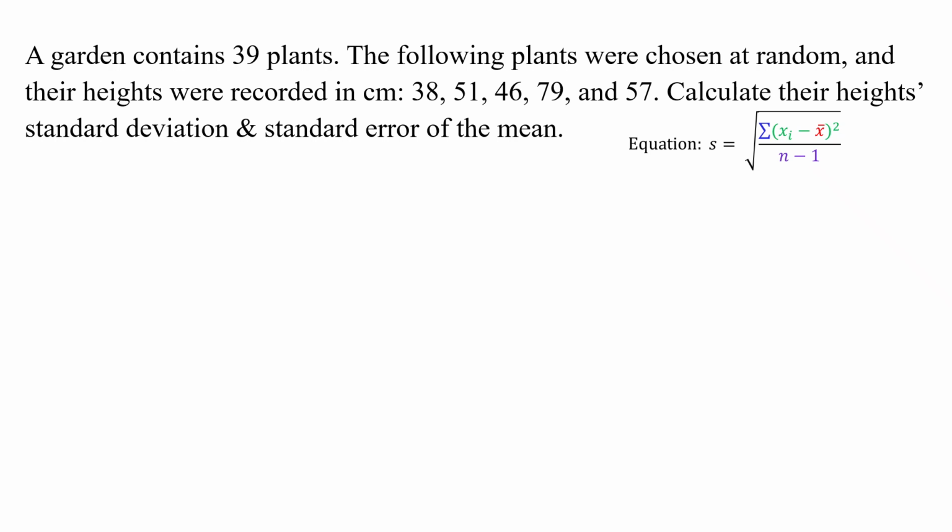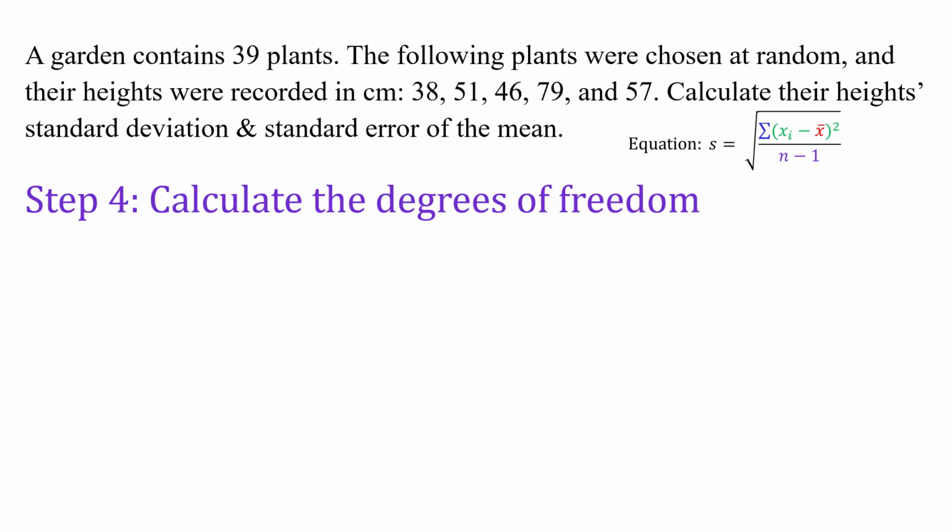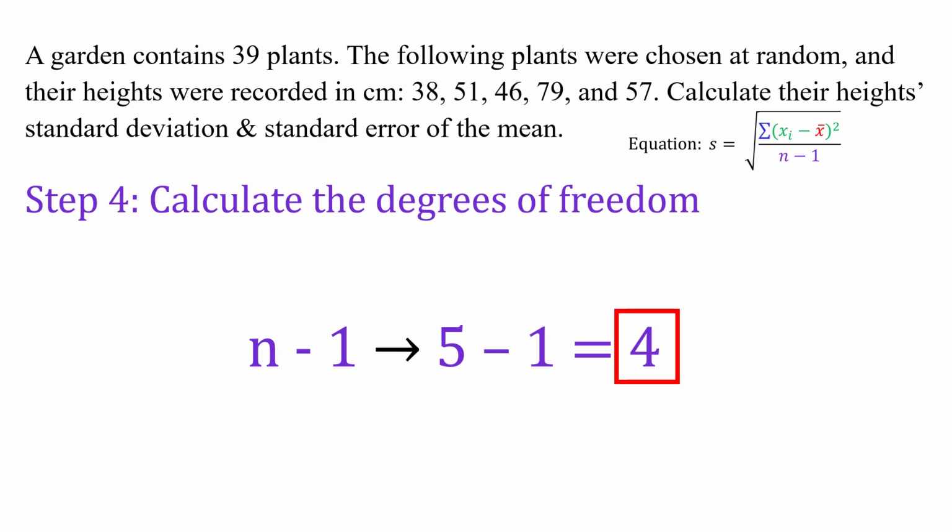So step 4 is to calculate the degrees of freedom. That's our purple in the standard deviation equation, n minus 1. So we take n minus 1, n being the sample size or the amount of data collected. We have 5 minus 1, which is 4. So our degrees of freedom is 4.